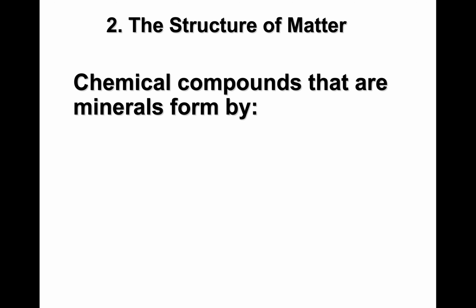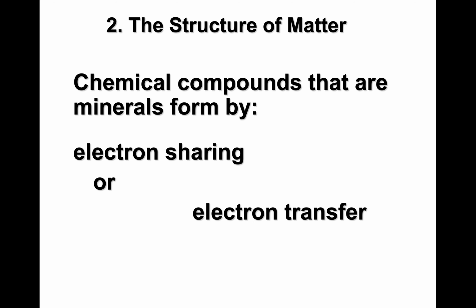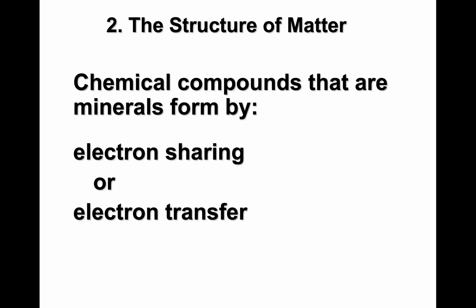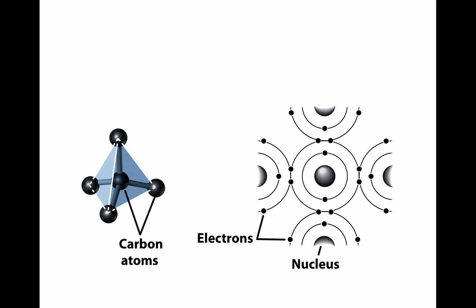So, and then we have chemical compounds, which are minerals formed by... So, what are the chemical compounds? We have electron sharing, yeah. I mean, we must hold these elements together somehow so that we can form a mineral. And that can be done through electron sharing, or it can be done through electron transfer.